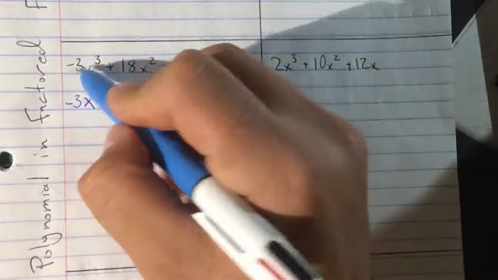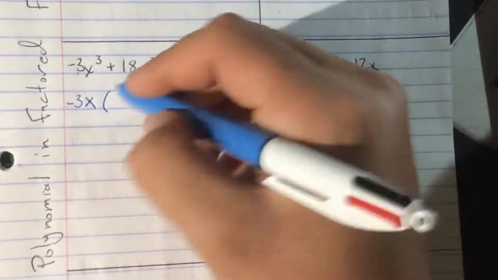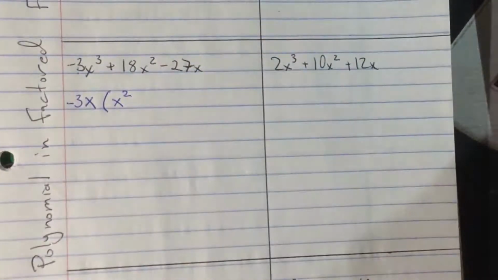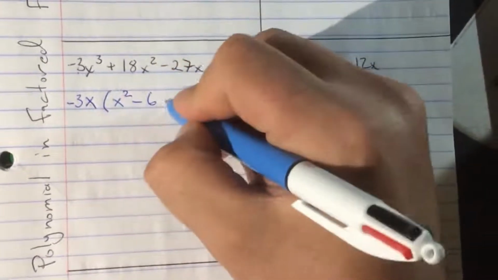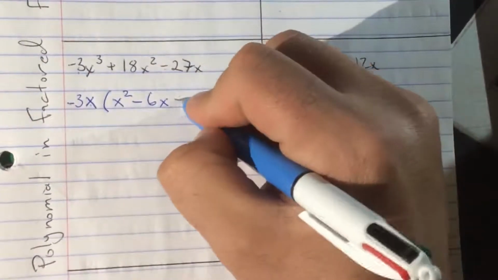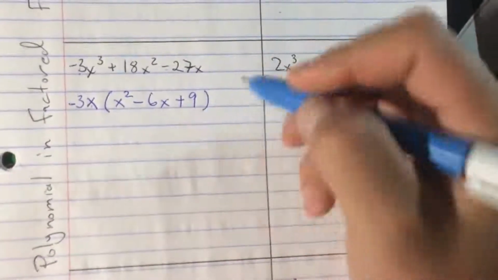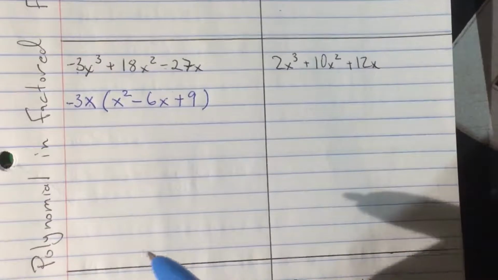If we do that, negative 3 divided by negative 3 gives us a 1, and x cubed divided by x gives us an x squared. Then 18 divided by negative 3 gives us a negative 6. X squared divided by x gives us an x. Then negative 27 divided by negative 3 gives us a positive 9, and x divided by x is 1. That finishes off pulling out a number.